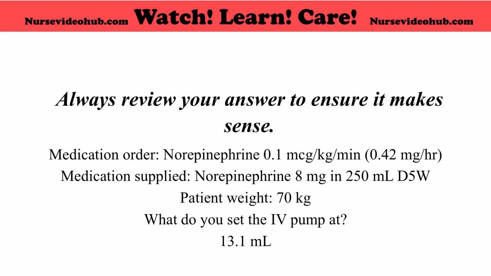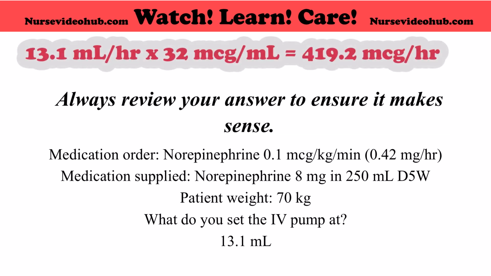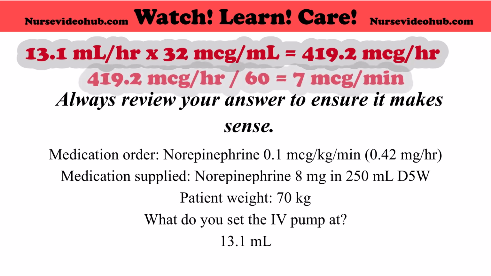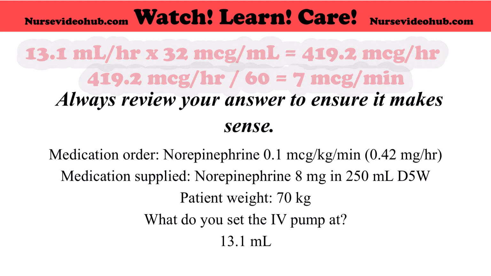The reverse method is a little more complicated. Multiply 13.1 milliliters per hour, the amount to be administered, by 32 micrograms per milliliter, the concentration available based on 8,000 micrograms, which is the same as 8 milligrams, divided by 250 milliliters, which equals 419.2 micrograms per hour. You convert the 419.2 micrograms per hour to micrograms per minute by dividing by 60 to obtain the prescribed dose of 6.98 rounded to 7 micrograms per minute, which is the maximum dose.